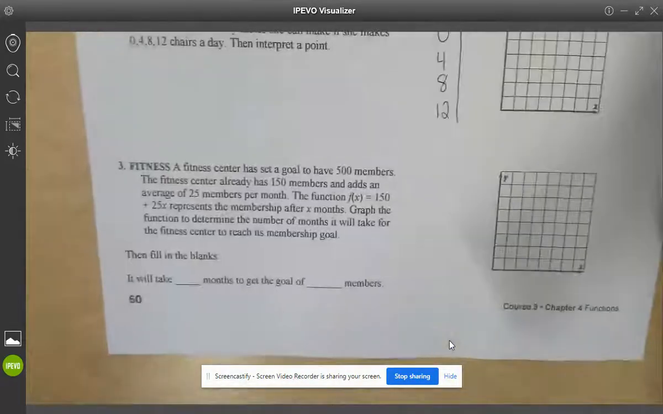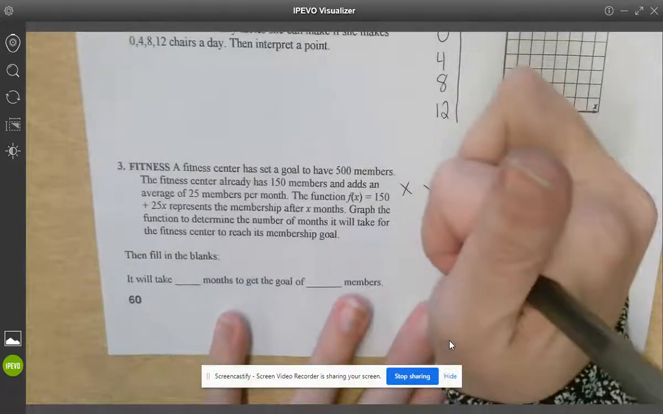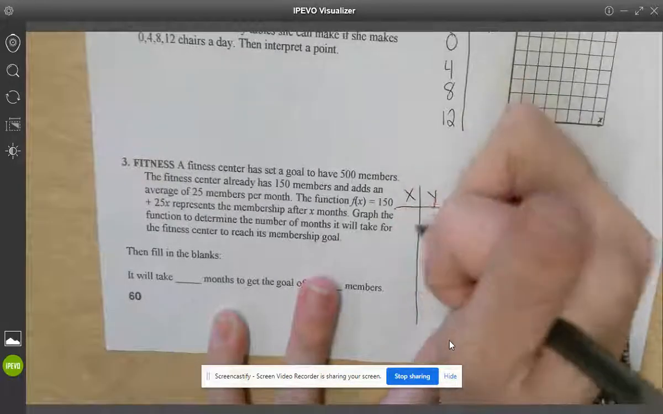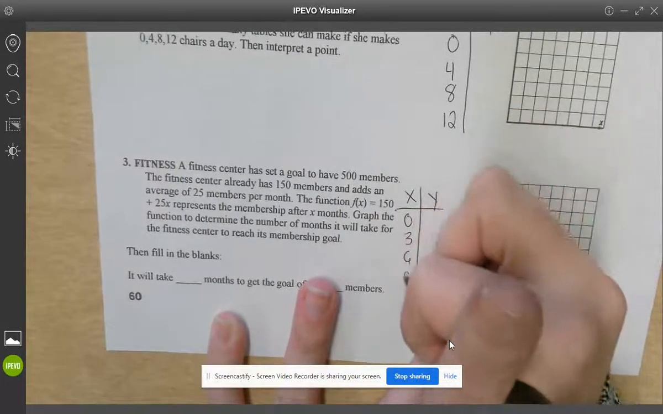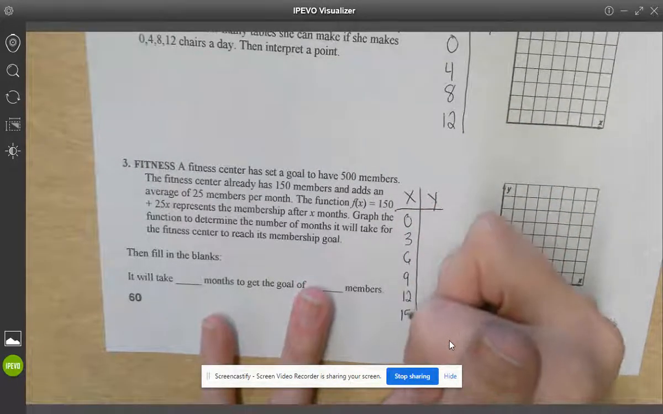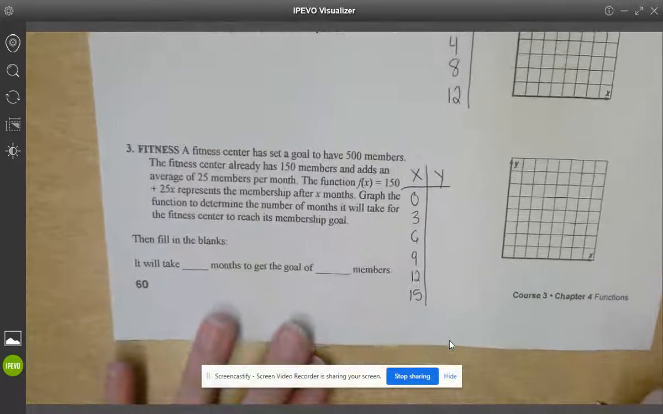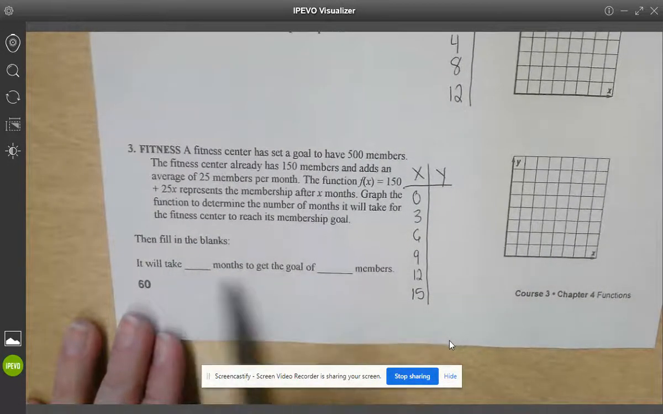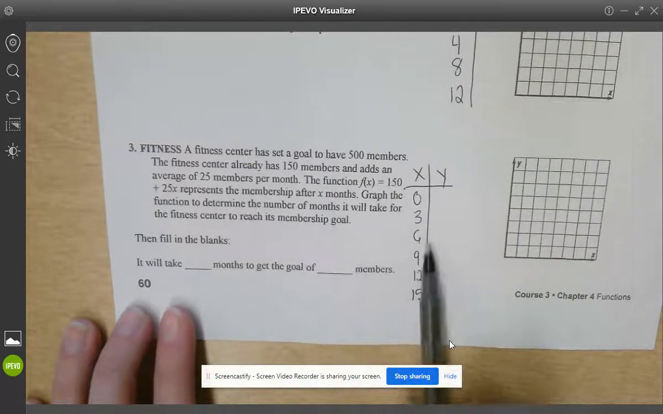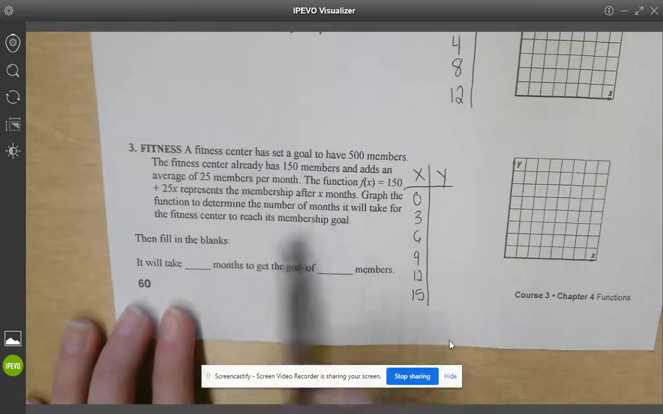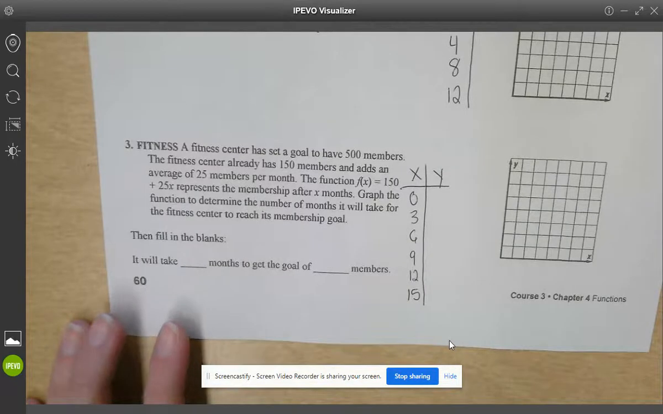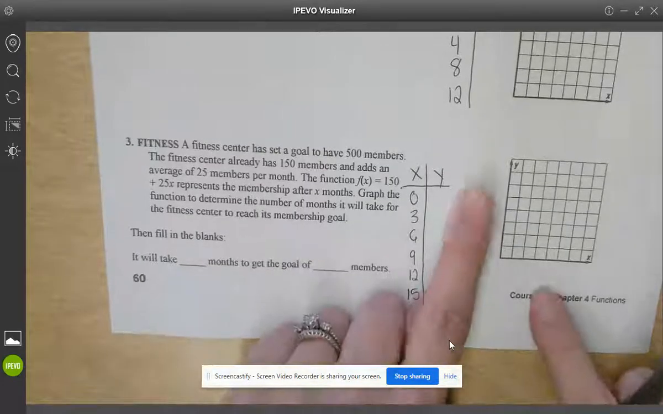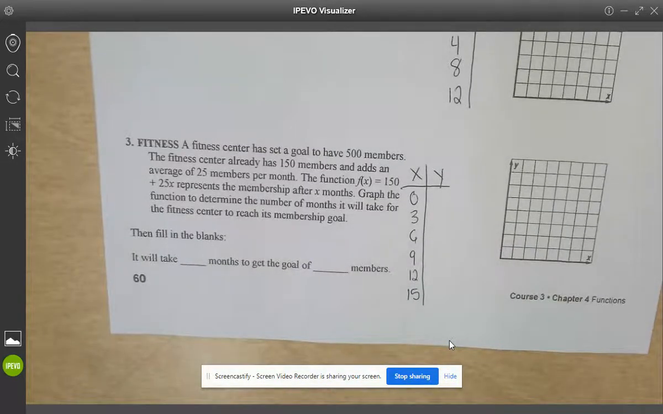This one down here, your XY chart, it's a little bit longer. You're going to have 0, 3, 6, 9, 12, and 15. And then instead of interpreting a point, you're going to fill in the blanks here. Your answer will come from this chart, but it also comes from the goal that they want that's in the problem here. Don't forget to label your graph as you graph it because you get points for that. All right, email me if you have any questions.